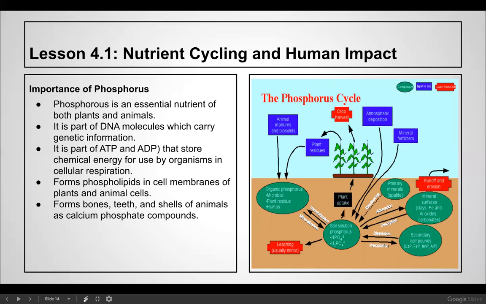Importance of phosphorus. Phosphorus is an essential nutrient of both plants and animals, part of the cell membrane, part of DNA. It's part of the DNA molecules which carry genetic information. It's part of ATP and ADP. Those are your energy batteries that store chemical energy for use by organisms in cellular respiration. Forms phospholipids and cell membranes of plants and animal cells. Forms bones, teeth, shells of animals as calcium phosphate compounds. If you look at the image, you can see how it is cycled.